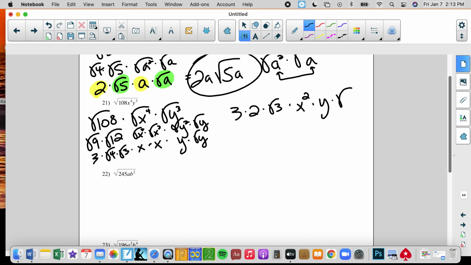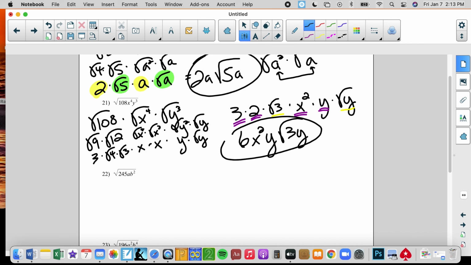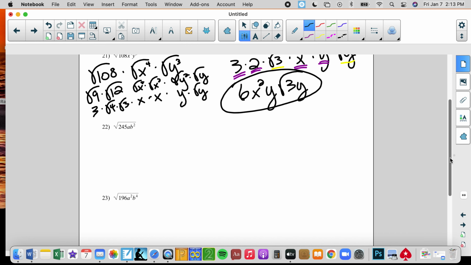So stuff on the outside. Outside are 3 times 2 times x squared times y, which gives me 6x squared y. And then I have rad 3 and rad y. So rad 3y. All right. If you got 21 right, then you're probably going to do well.